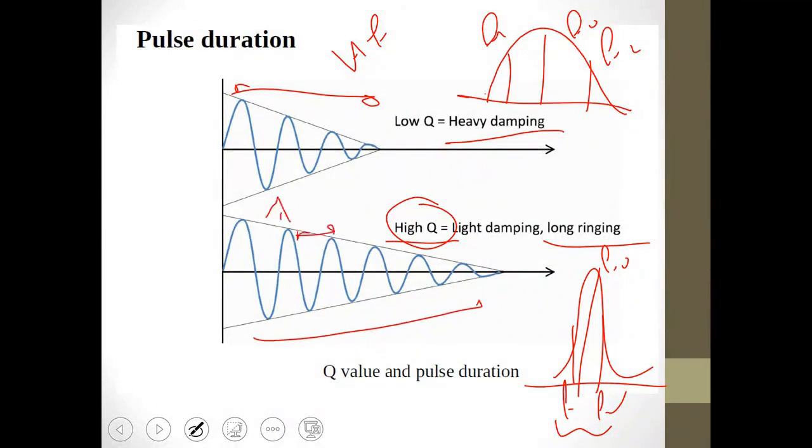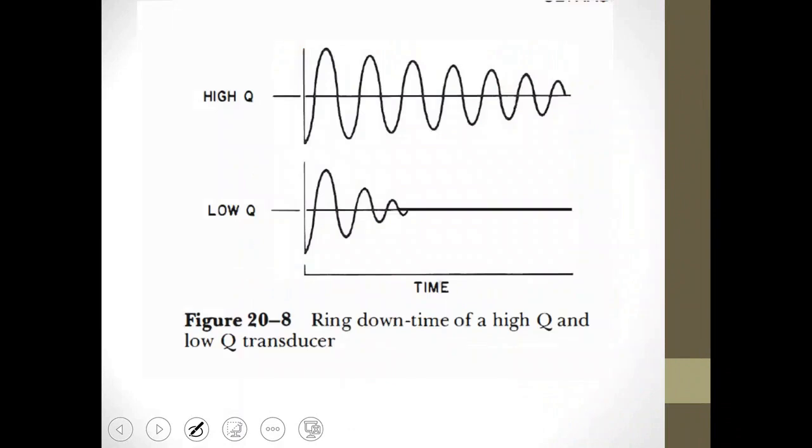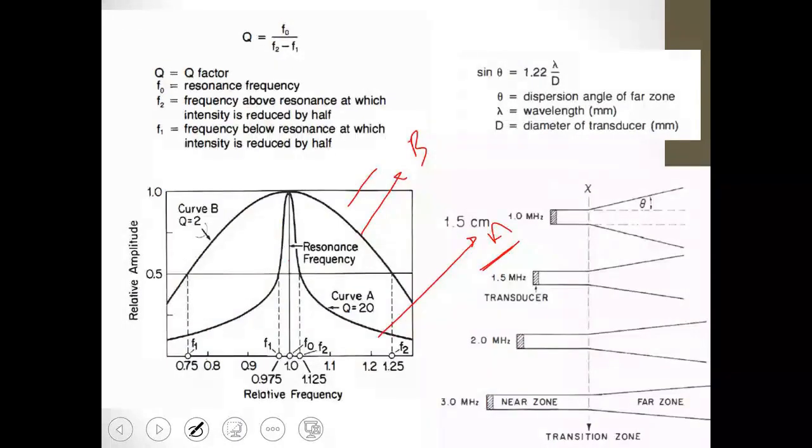Stretching the pulse means you increase the wavelength. When you increase the wavelength, what happens to the frequency? The frequency decreases because there is an inverse relationship between wavelength and frequency. So, high Q resulted from light damping, which increased your wavelength and decreased the frequency. This also affected your bandwidth, which is represented by that curve. This is a high Q, which is a curve. Why is it created? It creates a narrow bandwidth.